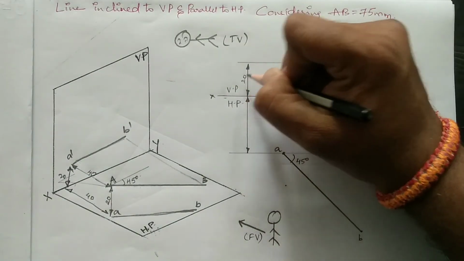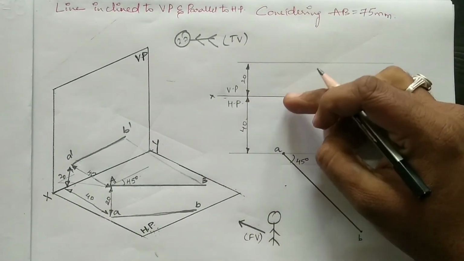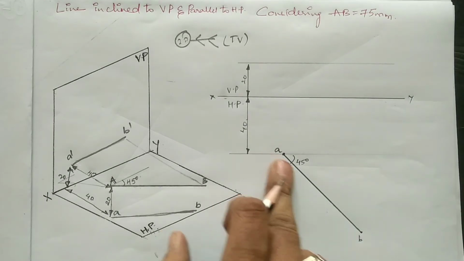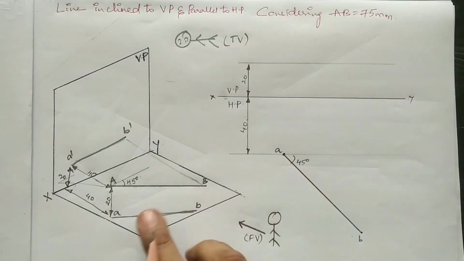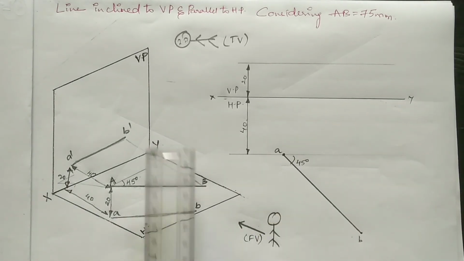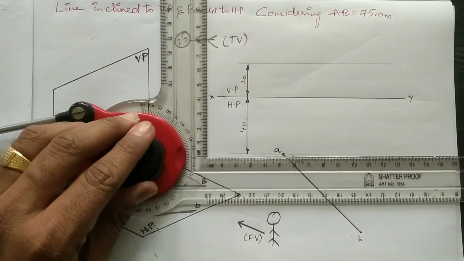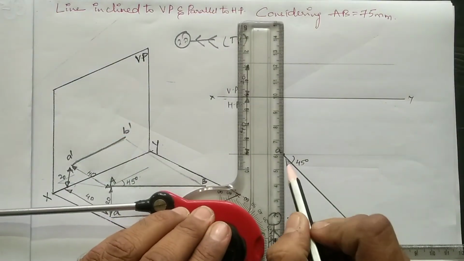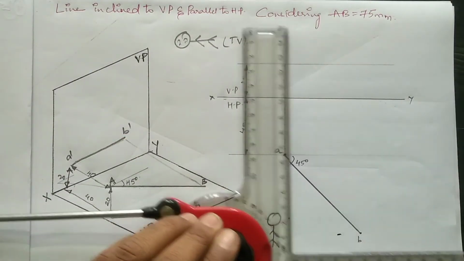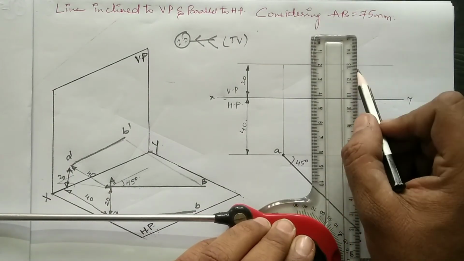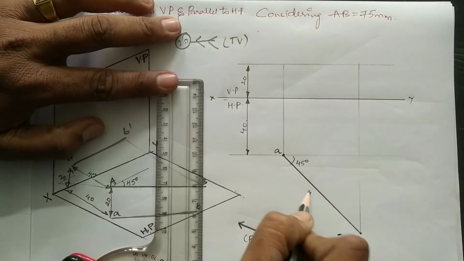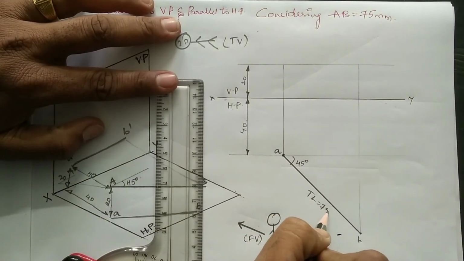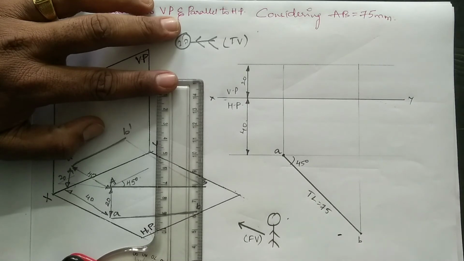This is at a distance of 40 mm in front, the line which is inclined to VP, projected on the horizontal plane, drawn over here. Now, draw the projections vertically upside, and this is my true length, which I am taking as 75 mm.